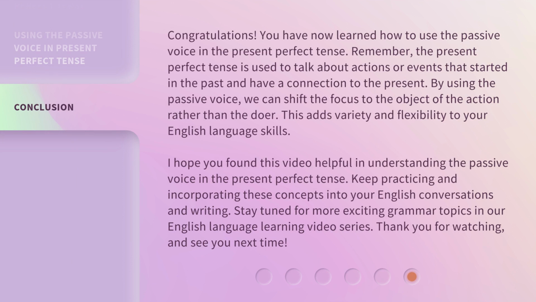Congratulations! You have now learned how to use the passive voice in the present perfect tense. Remember, the present perfect tense is used to talk about actions or events that started in the past and have a connection to the present. By using the passive voice, we can shift the focus to the object of the action rather than the doer. This adds variety and flexibility to your English language skills.